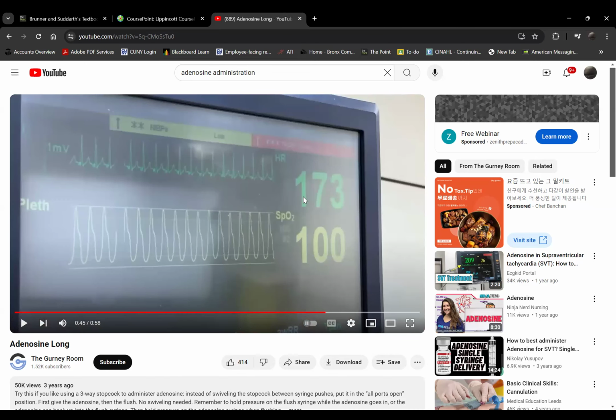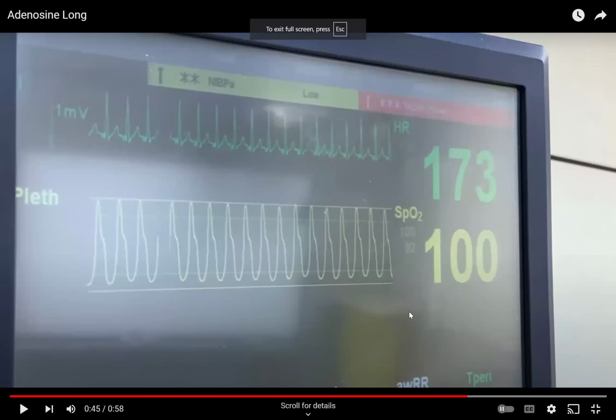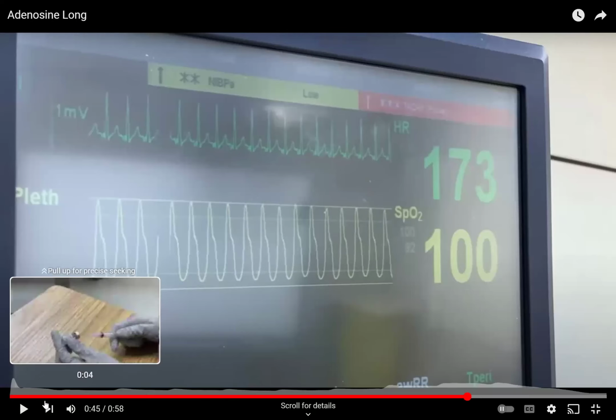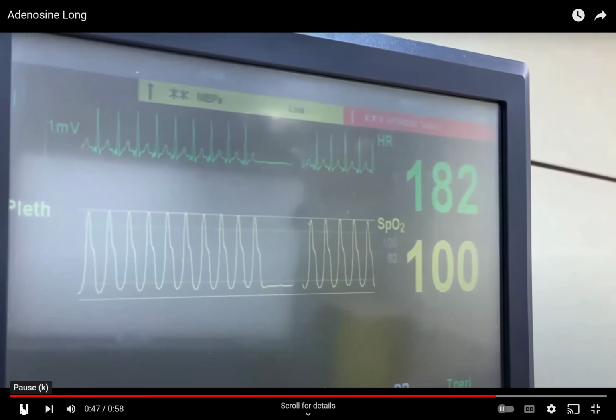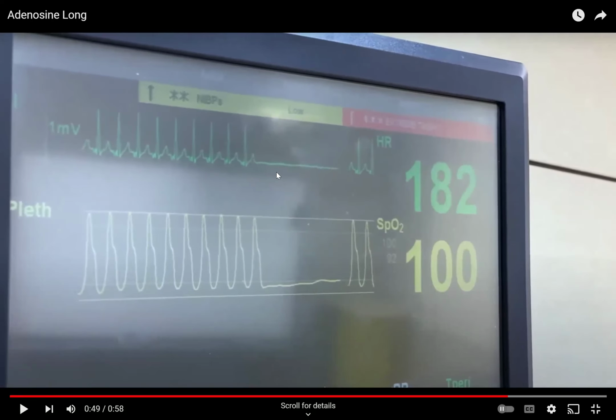Look at the rhythm. Want to turn this off so you can see. So watch the rhythm a few seconds after administration. Look at that. There's asystole, correct? The heart stopped. Now that is expected. That's what's supposed to happen. This is not something abnormal. The adenosine stops the heartbeat.